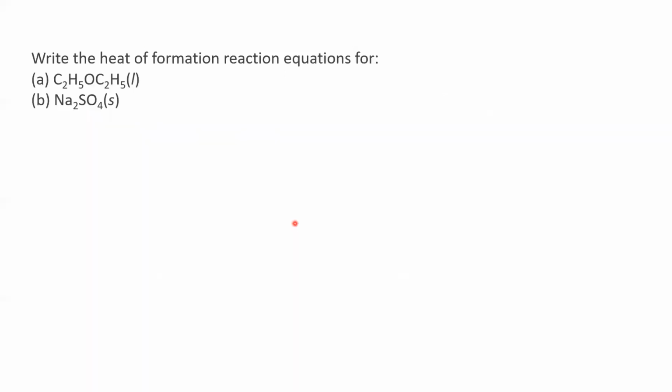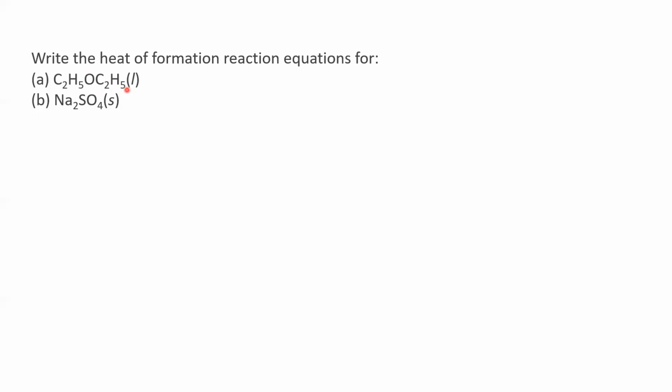So we're going to do a couple of practice problems. We'll do the first one together, and then we'll see if you can do the second one on your own. So we have this compound here. It doesn't really matter what it is, C2H5O, C2H5. And we want to write the equation for the formation of this compound from its elements in its standard state.